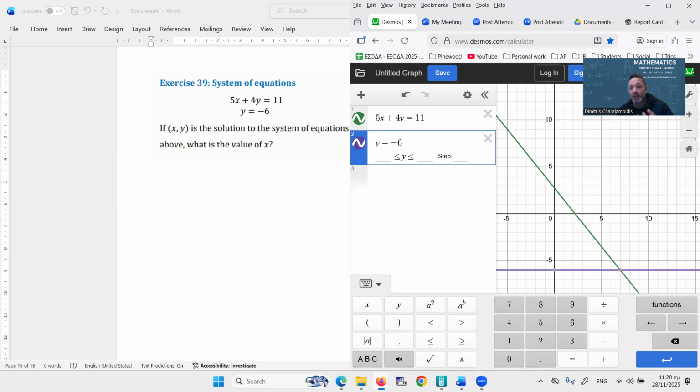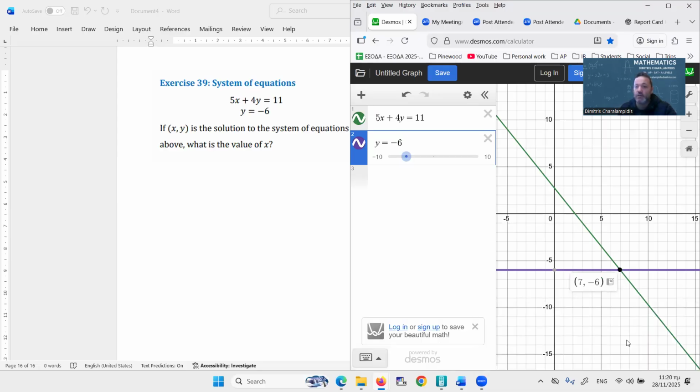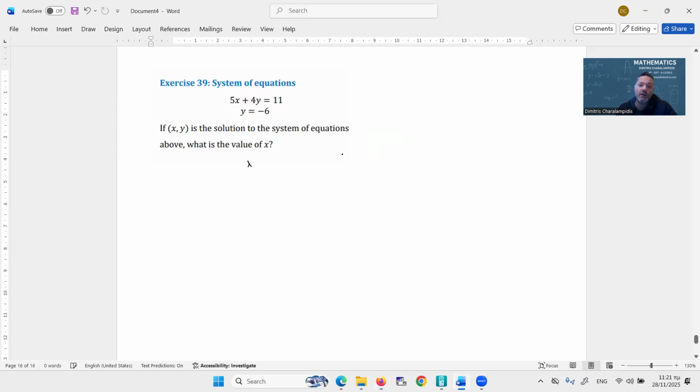Solution means graphically the point of intersection, which is down there. That point is the point with coordinates 7 and negative 6. We need the value of x. So the value of x of the point of intersection of these two graphs is 7. So the right answer for this would have been 7.